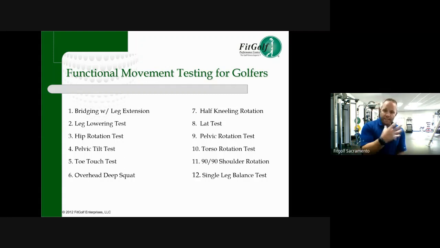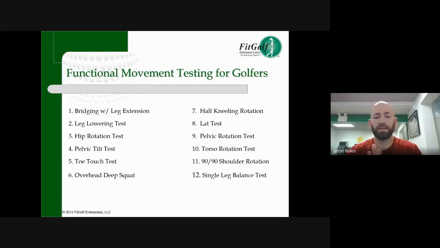So if you can start correcting these things, obviously not only will it make you a better golfer, but even if you're playing with your grandkids in the backyard or doing something on the weekend, you're safer and less injury prone. And Jason, are there any other tests specifically you wanted me to run through?